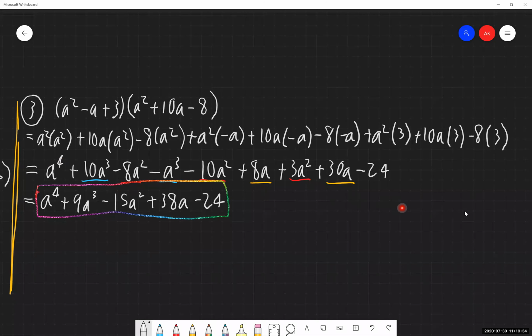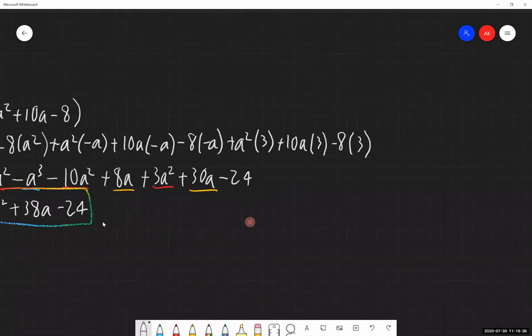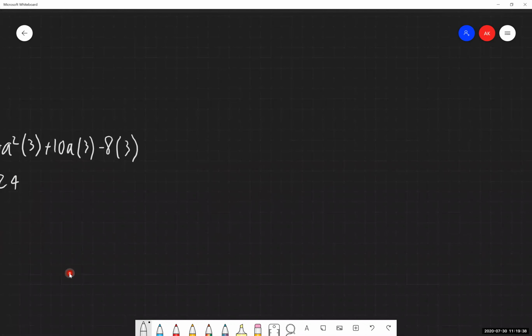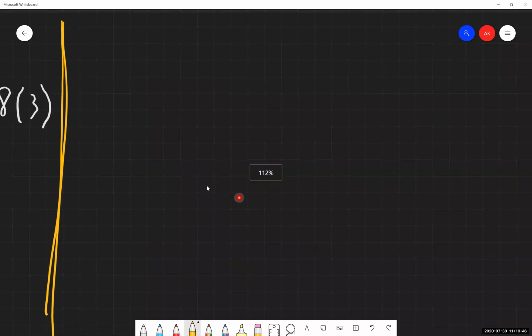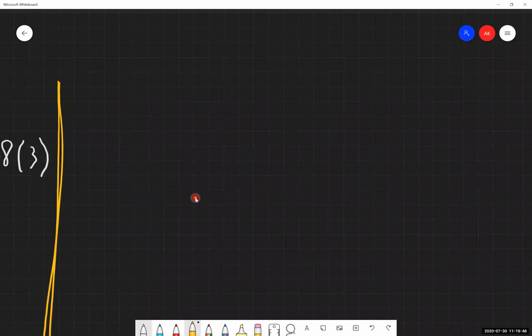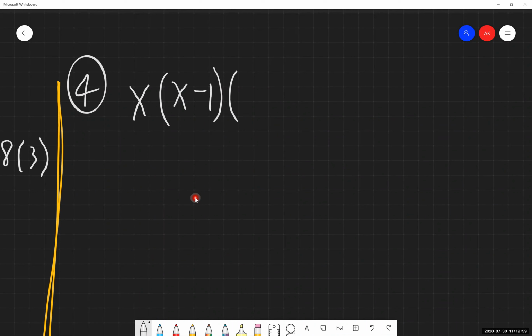Now our fourth example, I'm going to go through. Don't worry, it's not going to be as messy as this one. It does have a little bit of a twist to it, but I don't think it's going to be as messy. I don't think it normally gets as messy, I should say. So our fourth example that we have here, we have x times x minus 1 times 2x plus 2.